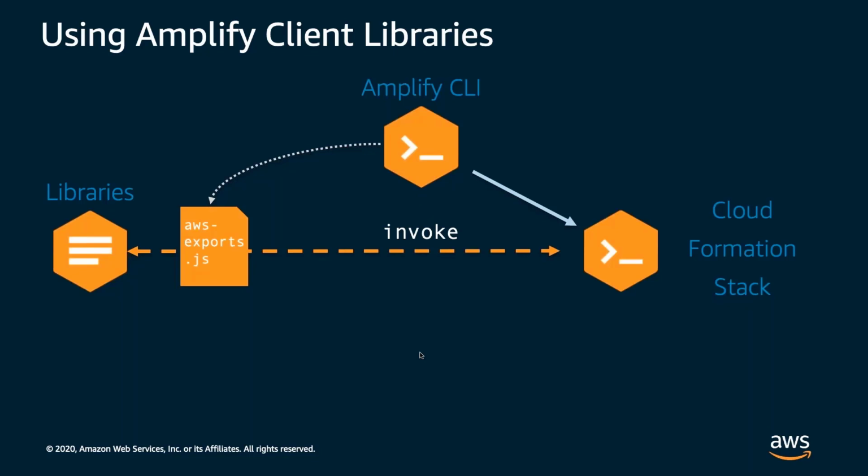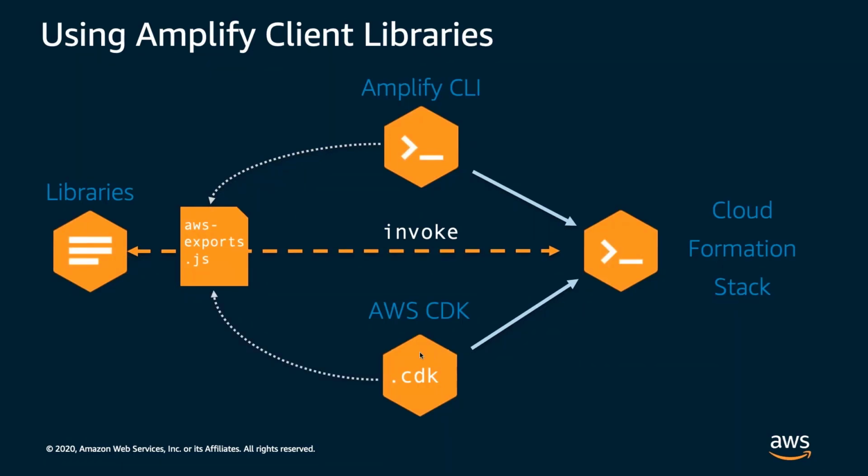When we talk about using Amplify libraries with the CDK, it's basically the same concept, right? You have the CDK, which allows you to define infrastructure as code. It will generate and deploy CloudFormation templates for you, and you can use the output of the CDK deployment to populate your AWS exports file. So that's what we're going to show today. I'm not going to be using the CLI, but I will be doing everything just using the CDK.